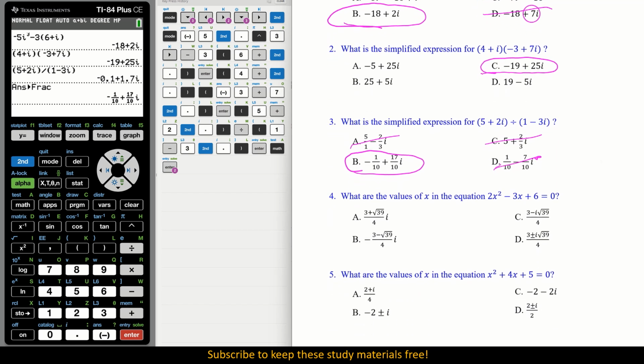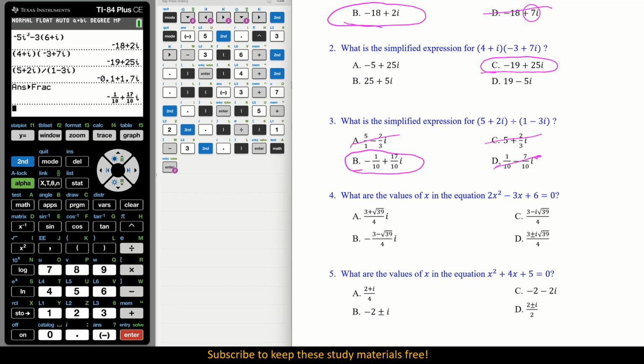Oh, 4 changes things up. Oh, and so does 5. That's okay. We have another thing on our calculator that'll show you exactly what you need. It says, what are the values of x in the equation 2x squared minus 3x plus 6? Not a problem. We don't even have to do this by hand. When they say what are the values of x, that means what are the zeros or the roots. That's what they're asking, okay?